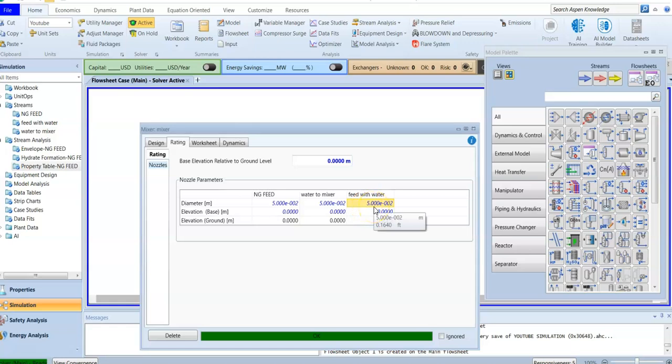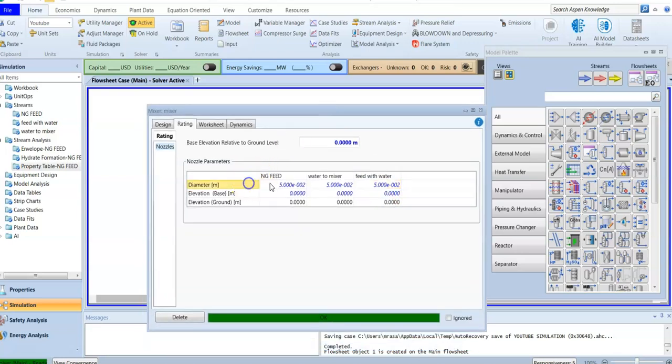So the mixer inlet nozzle is designed mainly to introduce fluid into the mixing chamber. It often has a specific geometry to enhance the mixing efficiency. Also for the outlet, this is our outlet stream. This allows the mixed fluid to exit from the chamber. Okay.